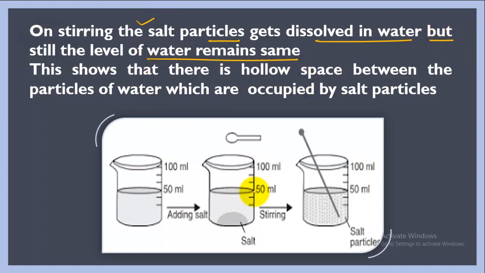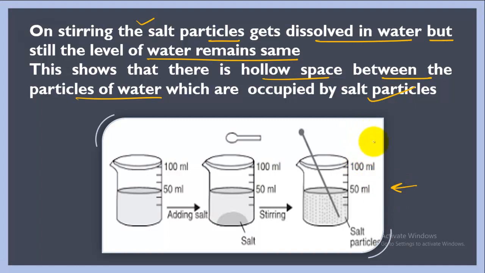Like you took this much water, so when you added salt, the level of water remained the same, and when you stir it, even at that time the water level remains. This shows that salt particles occupied the hollow space which was present between the particles of water. Now those spaces are occupied by the salt particles. So that is the reason that the water level remained the same.